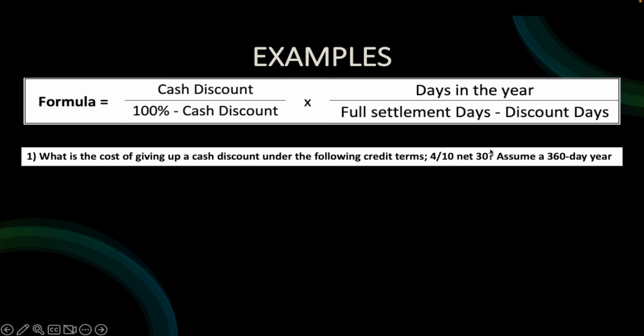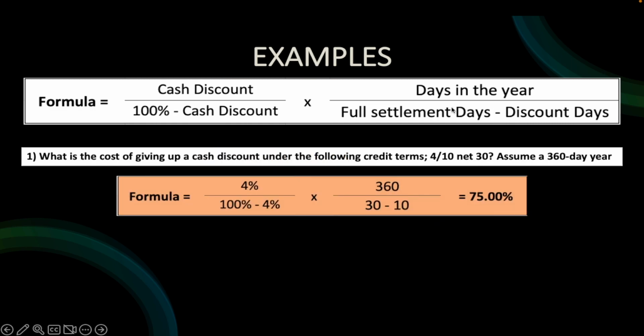Okay, so we're going to take 30 minus the discount days, which is 10. Okay, so 30 minus 10, and this is how it's going to look. 4 divided by 100 minus 4%, and multiply that by 360 divided by 30 minus 10, and that gives us a cost of 75%. So if I do not take advantage of the cash discount throughout the year, I'll be incurring a cost of 75%. All right, so that's the interest rate implicit here, and you can see how high that is, and that is why you consider other options.